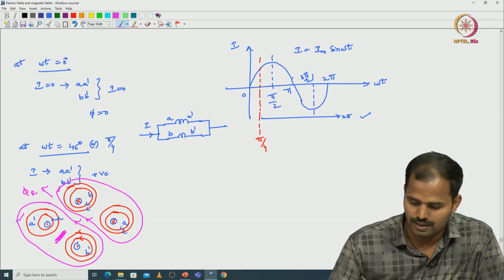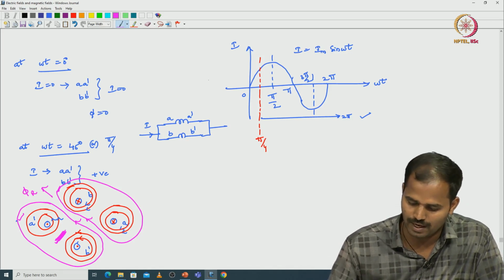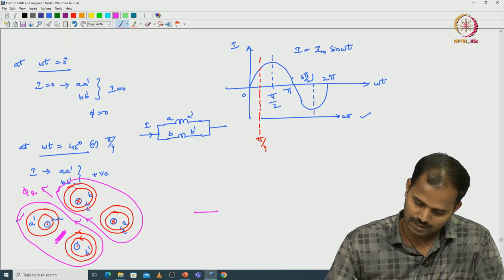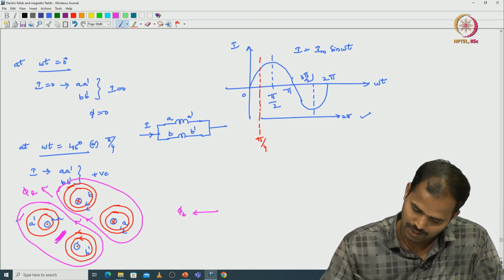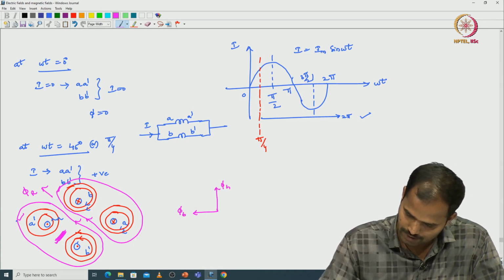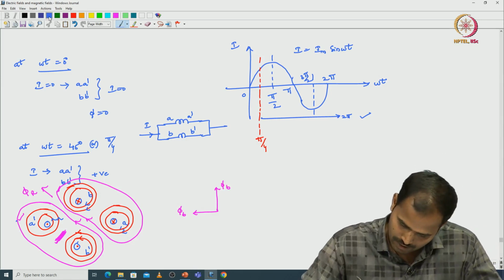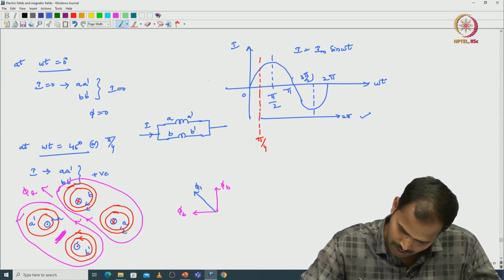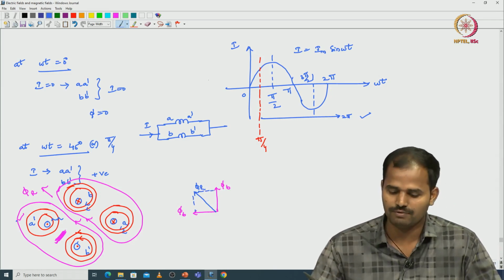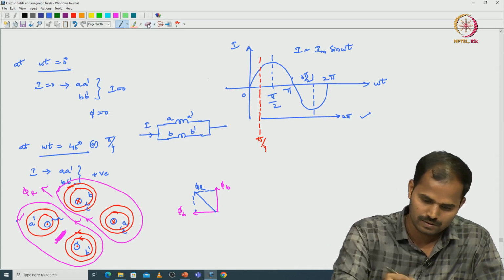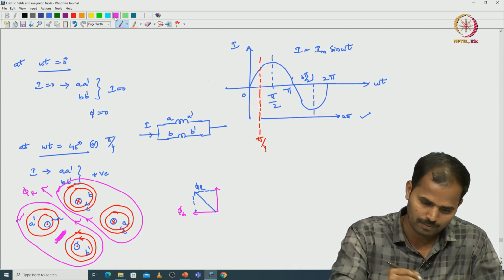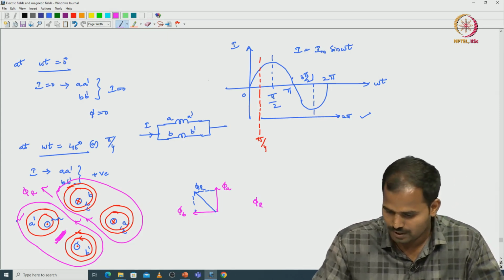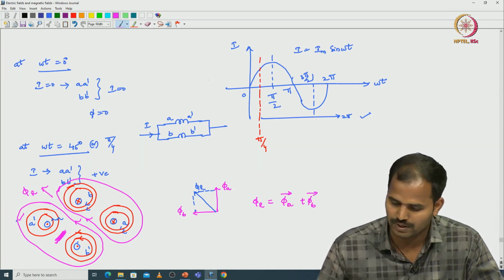From the resultant or individual flux vectors we can also analyze: the individual vector with respect to coil B is in this direction, and the individual vector with respect to coil A dash is in this direction. So, if we draw the resultant, this is phi r, the addition of phi A and phi B. This is phi A. Here the resultant vector phi r equals phi A plus phi B, these two being vectors.